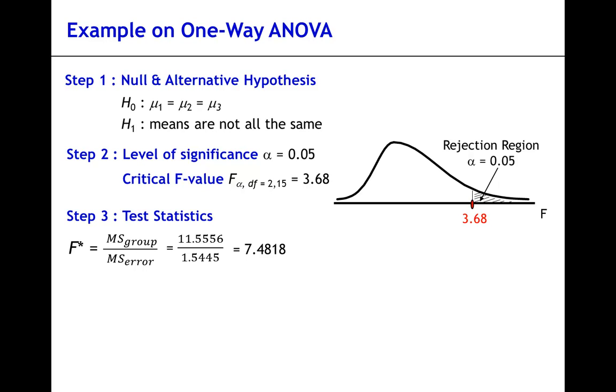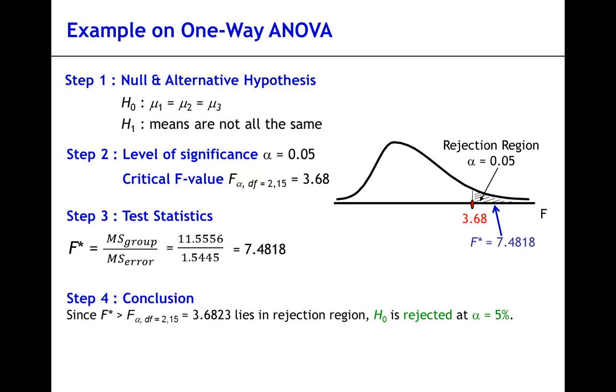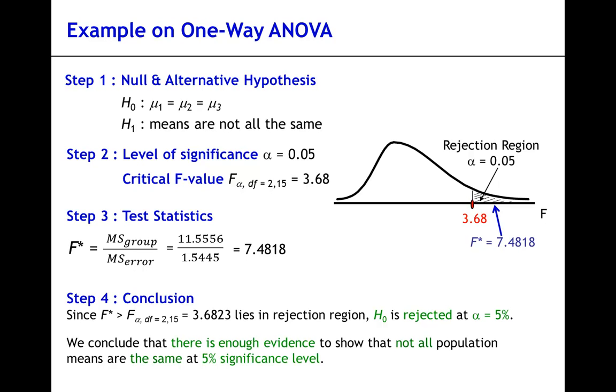In our earlier example, F star is equal to 7.4818, which lies somewhere around here. Since it lies in the rejection region, H naught is rejected at alpha equal to 0.05, and we conclude that the means are not all the same.